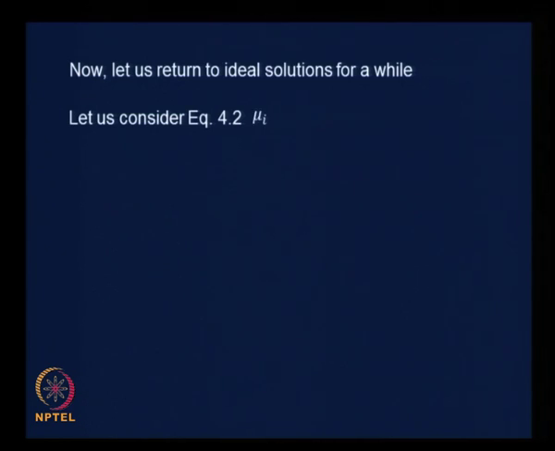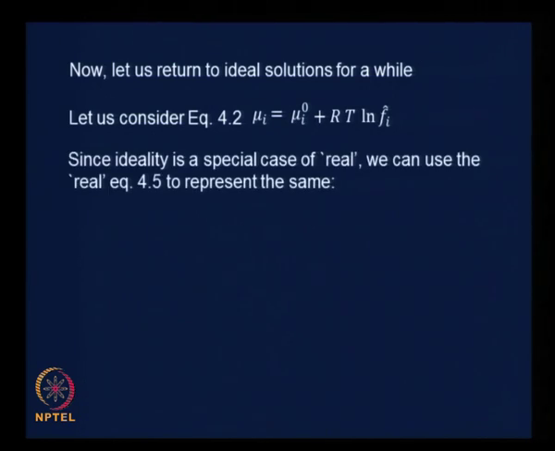You know that equation 4.2, you can go back to your notes, it is already given here, mu I equals mu I naught plus RT ln Fi hat. This works for the ideal solution case, where mu I naught is a function of temperature alone. Now we know that ideality is nothing but a special case of reality. Therefore, the expression for the real case must also be valid here. If we write it for the real case, it should be valid for the ideal case also. It is always the super thing should include the special case also.